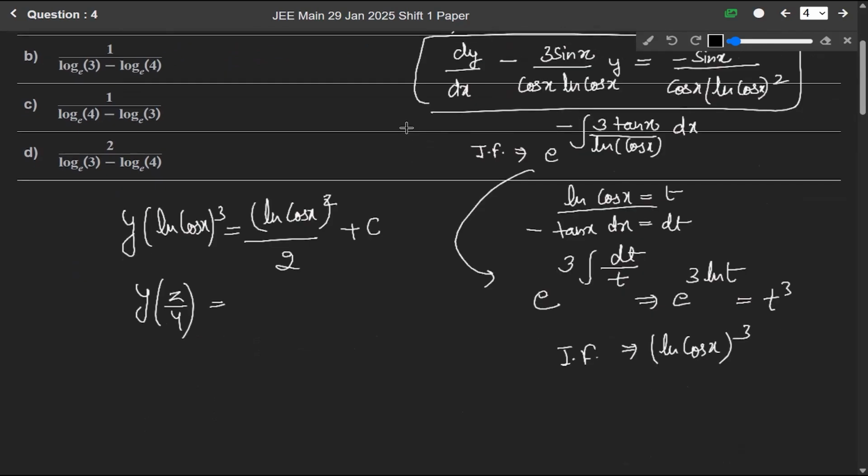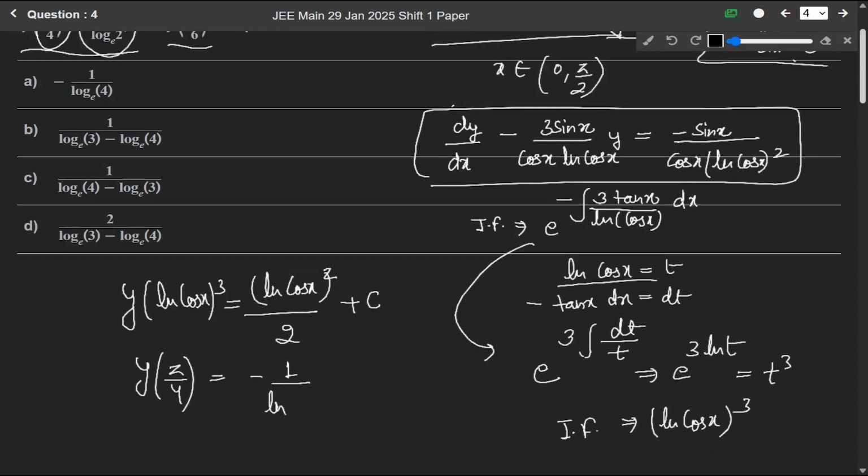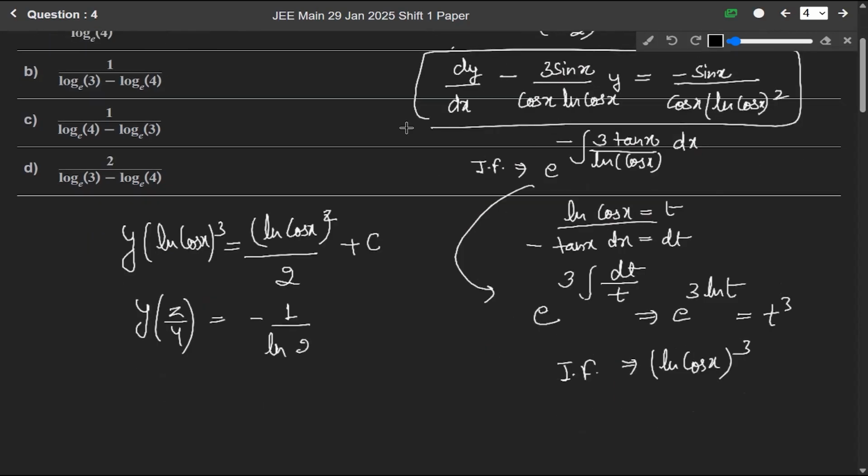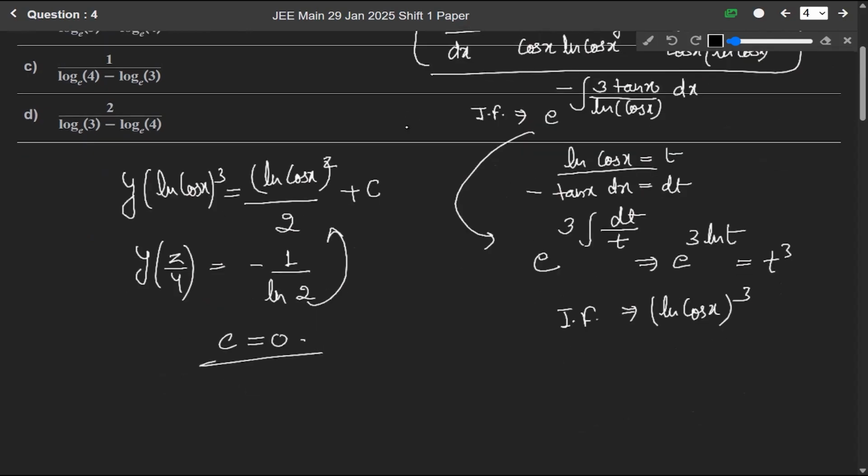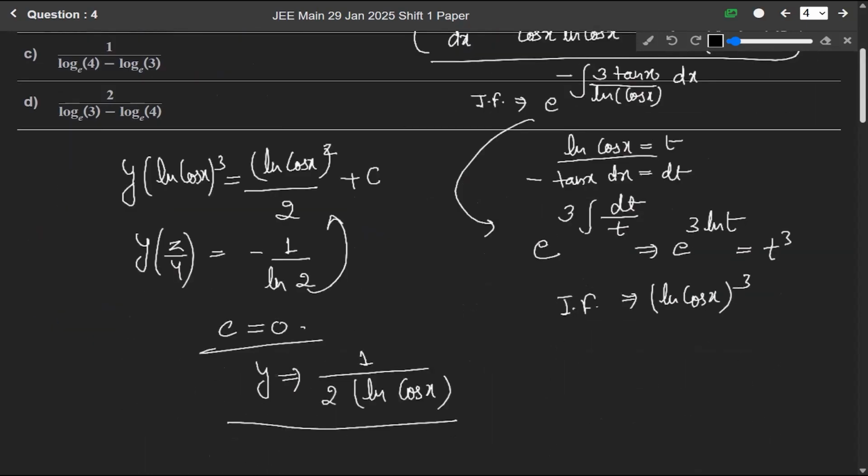So when x is pi by 4, we are given y as minus 1 over log e base 2. When we put it here, we get c equals 0. So when c is equal to 0, we get y equals 1 over 2 log of cos x. Now we have to find the value of y when x equals pi by 6.